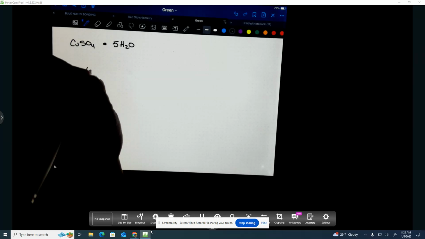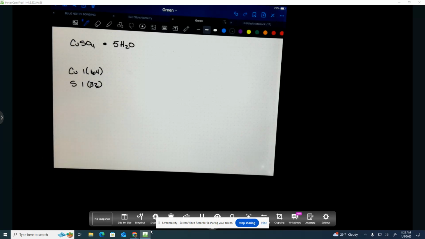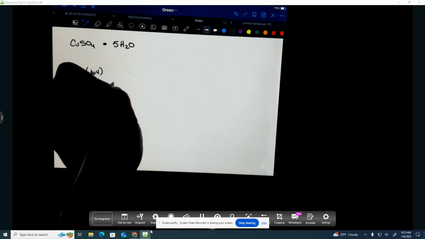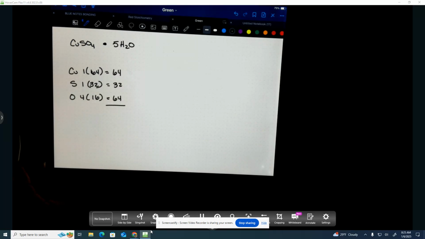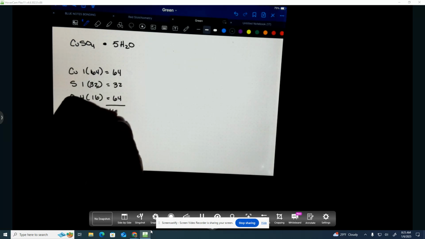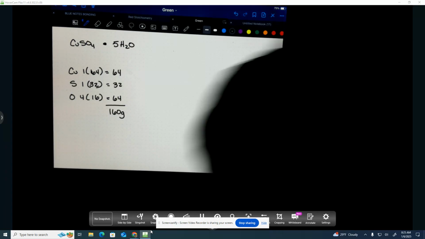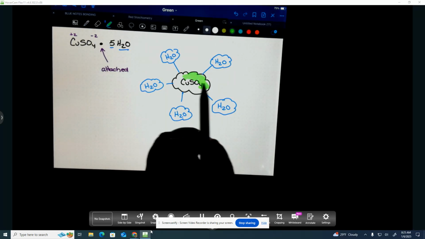Copper, there's one of them, it weighs 64. Sulfur, there's one of them, it weighs 32. Oxygen, there's 4 of them, they weigh 16, that's going to be another 64. 4 times 16 is 64. Add this whole Megillah up. This copper 2 sulfate weighs 160 grams. Got it? So this part right here, I'm going to color it in because it makes me happy. This green part weighs 160 grams.